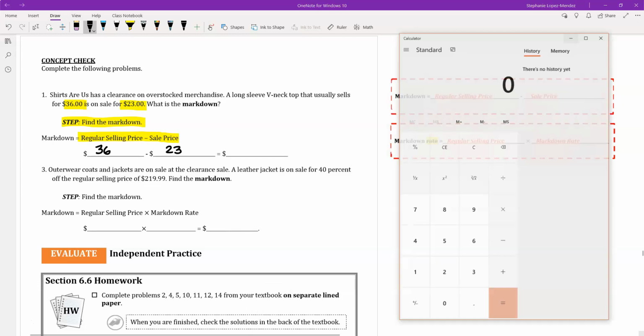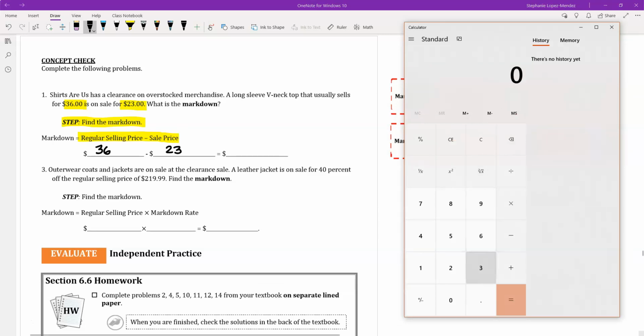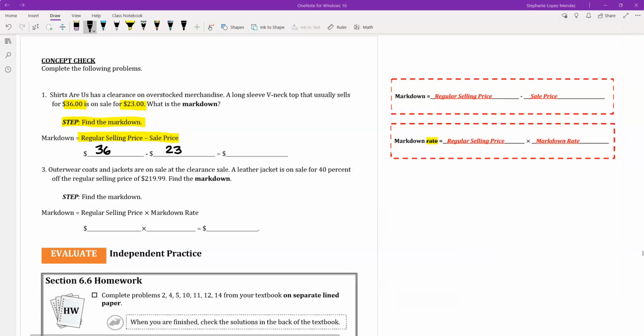So now I'll go to my calculator and I do 36 minus 23. That gives me a total of $13. So the markdown equals $13. Okay, so that was problem number 1.